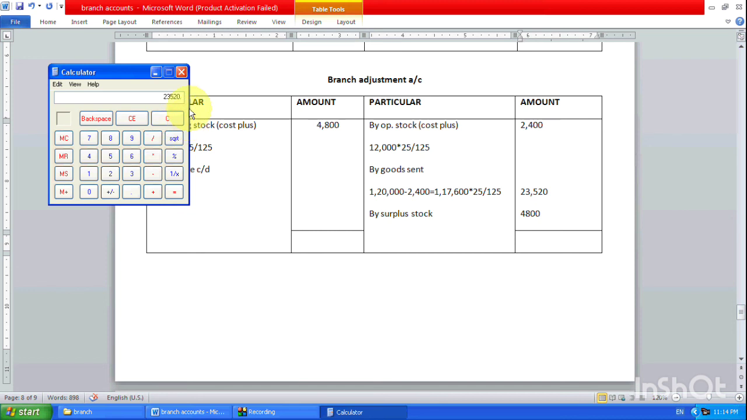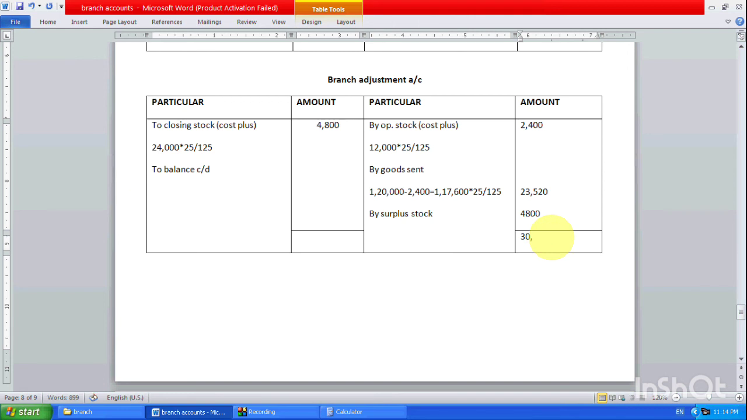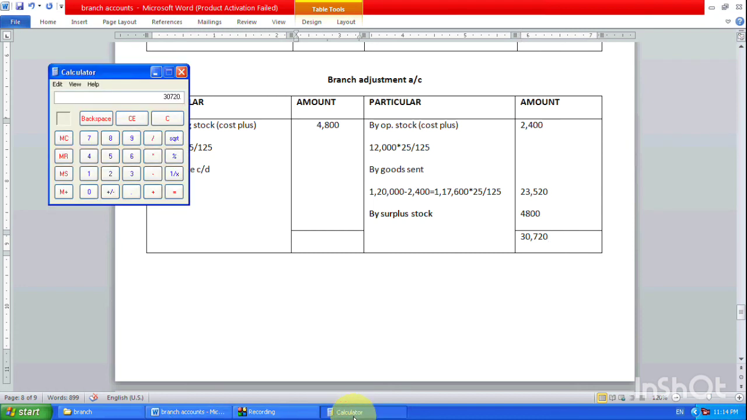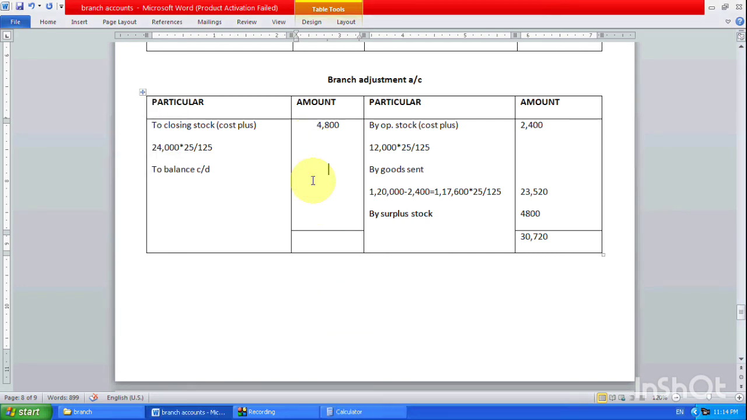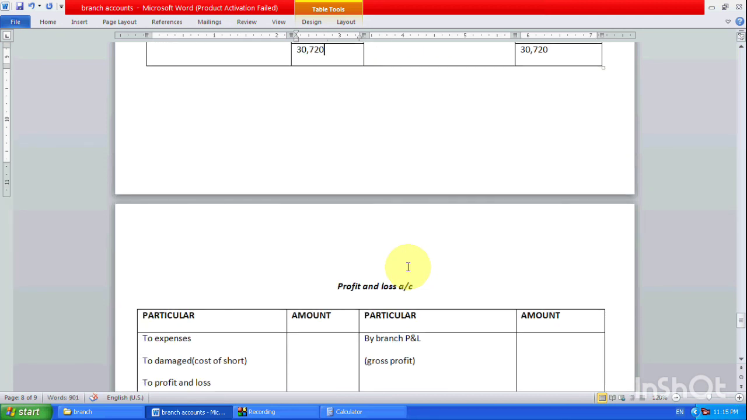Now let's calculate the total here. 4,800 plus 23,520 plus 2,400, overall amount 30,720. Now 30,720 minus 4,800. So how much are we getting? 25,920 we are getting. The total is 30,720.